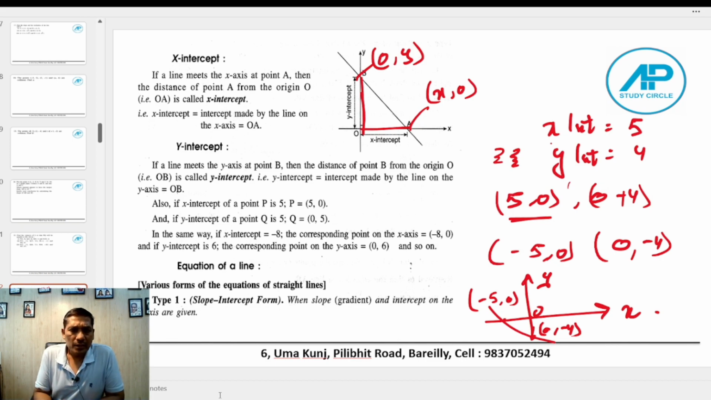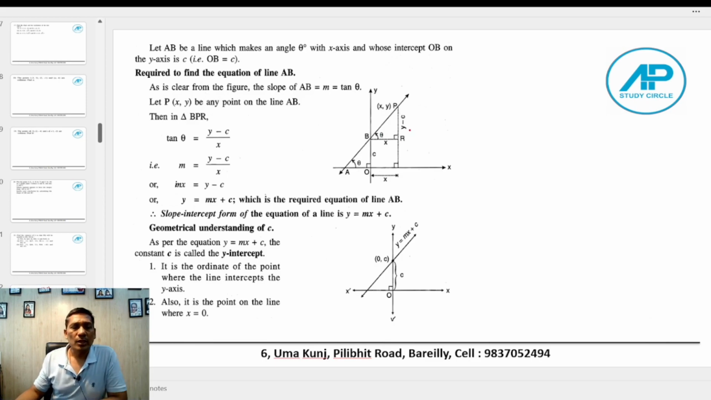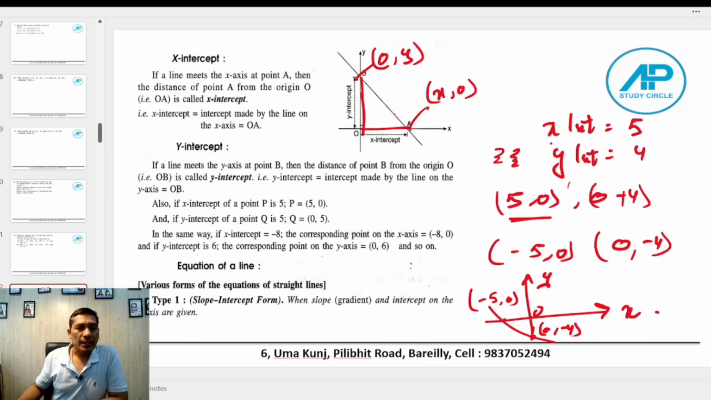I move from here now and I'm entering into a very important part of this chapter which we are going to use generally. We had been preparing for this point by now. So I am talking about the types of equation, the various forms of equations of a straight line. You can see the first form given to us is slope intercept form.